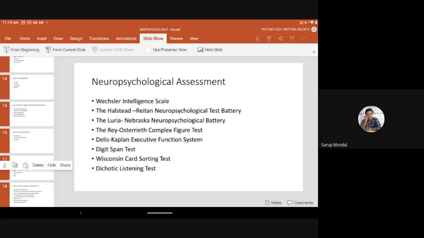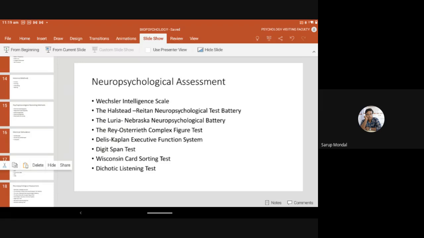Then the digit span test. Now, what is digit span? It is another important test to assess the working memory. So, what is working memory? It is a short-term memory. That means regularly we are hearing something, we are seeing something, and this first goes to our short-term memory, and through rehearsal, this short-term memory is known as the working memory.